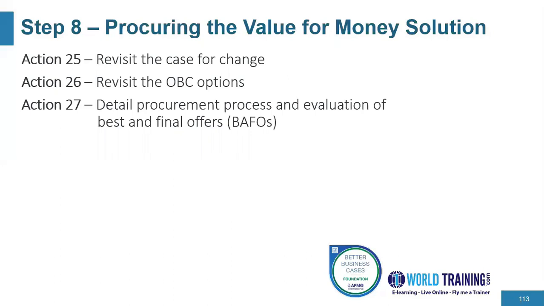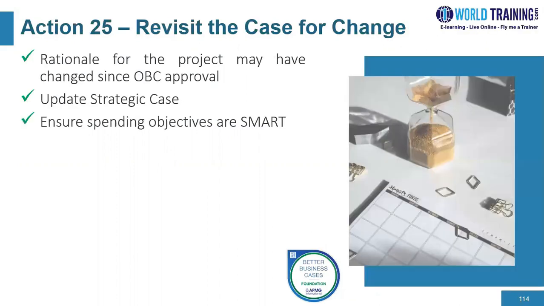So the steps involved are step number 8, wherein we procure the value for money solution. We perform action number 25, we revisit the case for change. Action 26, we revisit the outline business case options, and then we action 27, wherein we detail procurement process and evaluation of the best and final offers, also called BAFOs. Let's do a bit of a deep dive pertaining to each of the actions.